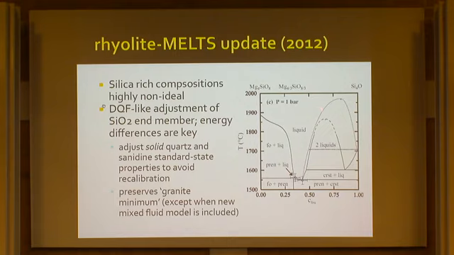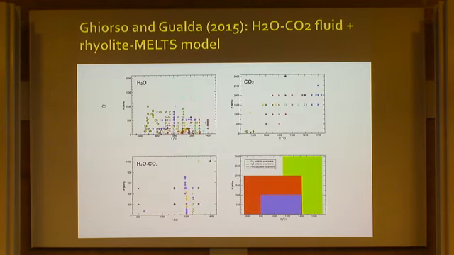Because when you're doing a thermodynamic minimization, it's the energy differences that are key. They were able to apply the DQF to the solid phases and not muck up the MELTS calibration previously, and then preserve the granite minimum, except that it breaks down when they added the new fluid model. So basically Rhyolite-MELTS replaces MELTS for all compositions, including the salted ones and things. And then more recently they've added a mixed fluid model to Rhyolite-MELTS, calibrated on a wide range of data.